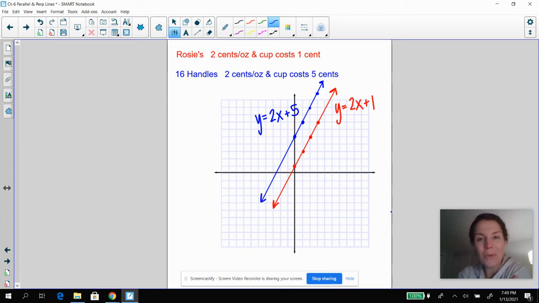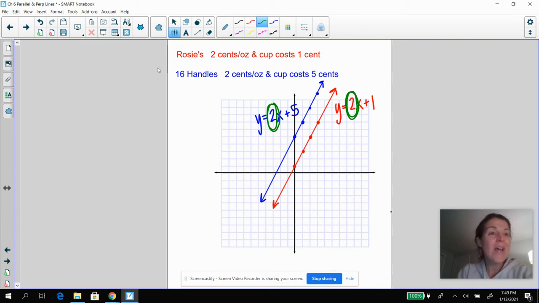The answer is no. If you look at your graph right here, do you see how this red line will always stay below the blue line? In fact, the red line and the blue line are changing the same amount. That's because they have the same slope. Remember, slope is rate of change. So if they're changing the same way, then they've got the same rate of change. They have the same slope, so they're never going to intersect.